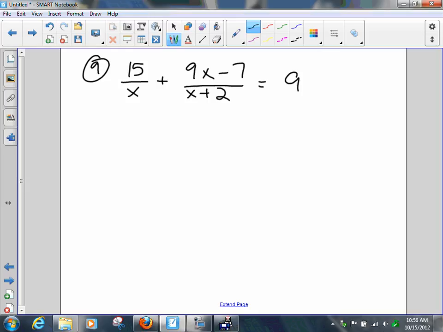What's the easiest way for us to solve these rational equations? If they're in the form of a proportion, one fraction equal to another fraction, that's a whole lot easier to solve. Do you guys agree with that?